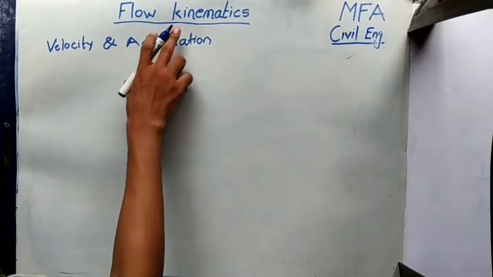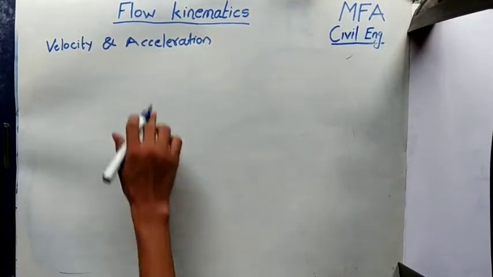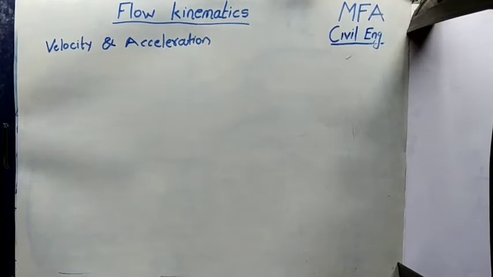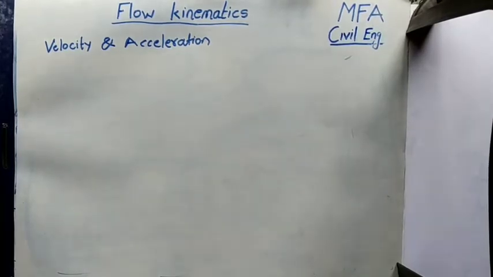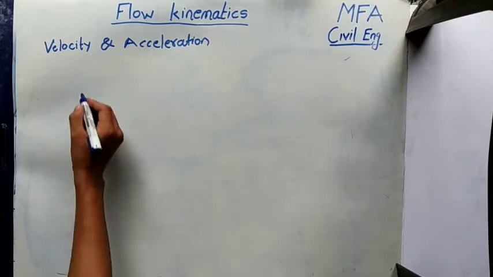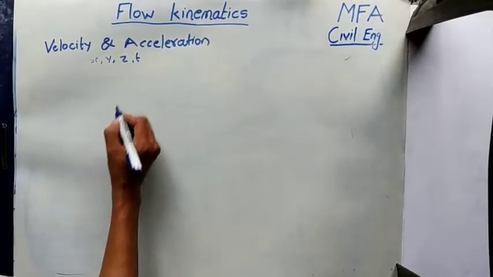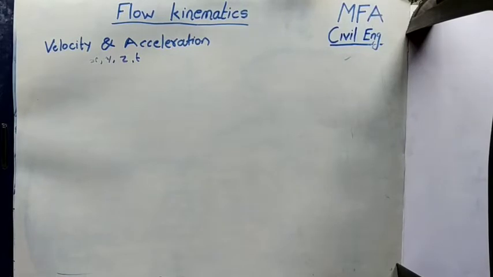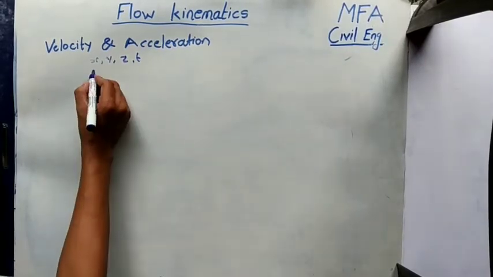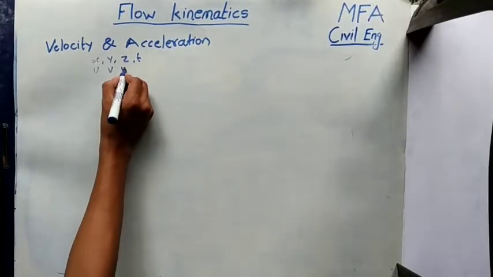This is a continuity of the topic flow kinematics. The subtopics are velocity and acceleration. In case of a three-dimensional flow, the velocity is a function of a three-space coordinate and the time. Let the three-space coordinates be x, y, and z, and the time coordinate be t. Similarly, the velocity components in the x, y, and z directions are u, v, and w.